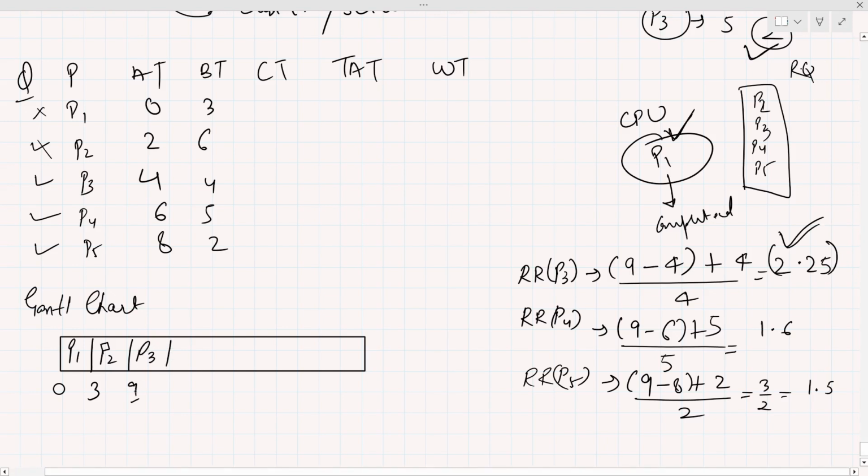P3 is selected. It's a non-preemptive process, so P3 will execute completely. The burst time is 4, so 9 and 4 become 13. So P3 is also completed. Now after that, two processes are left, P4 and P5.